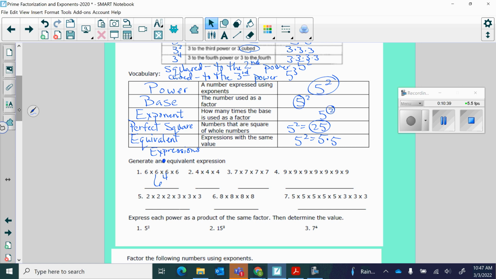Make sense? Okay, you have 1 minute to finish the other 6. So I have 9 to the 7th power. Now, number 5 is where it got a little trickier because we threw in 2 different numbers, but that's just 2 to the 3rd power times 3 to the 3rd power. Guys, quiet down. Number 6 is 8 to the 4th power. And number 7 is 5 to the 5th power times 3 to the 3rd power.